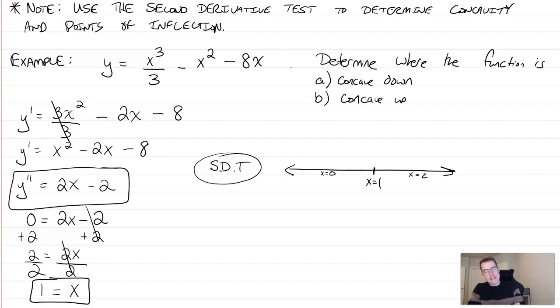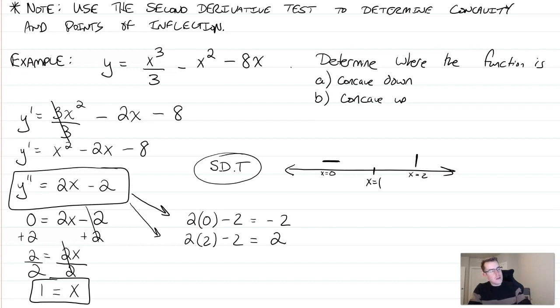If I put in x is 0 to that, we'd get 2 times 0 minus 2. 2 times 0 is 0. 0 minus 2 is negative 2. So this would be a negative value. Then we're going to put in x is 2. So 2 times 2 minus 2. 2 times 2 would be 4. 4 minus 2 is a positive 2. So this is going to be positive here.